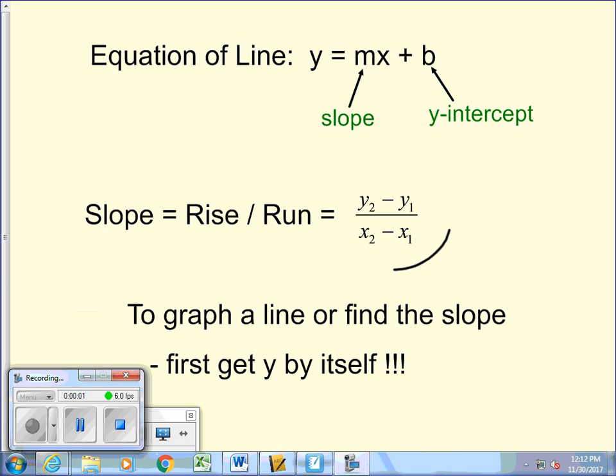Okay, equation of a line. We'll be looking at parallel and perpendicular lines, and lines in general on the coordinate plane, graphing lines. You've done this before in algebra. We'll just need a little refresher maybe?